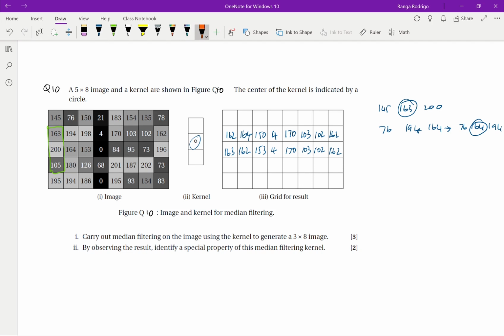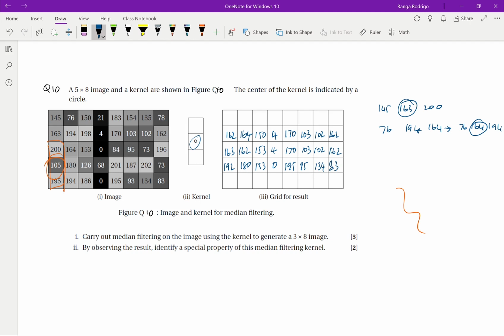Then locate the kernel over here, that's the center. Then the middle value of that would be 195 when you order them, then 180, 153, 0, because 0, 68 and 0. Then here you would get 195, here you would get 95, 134, and then 83. That's the median filtered one.